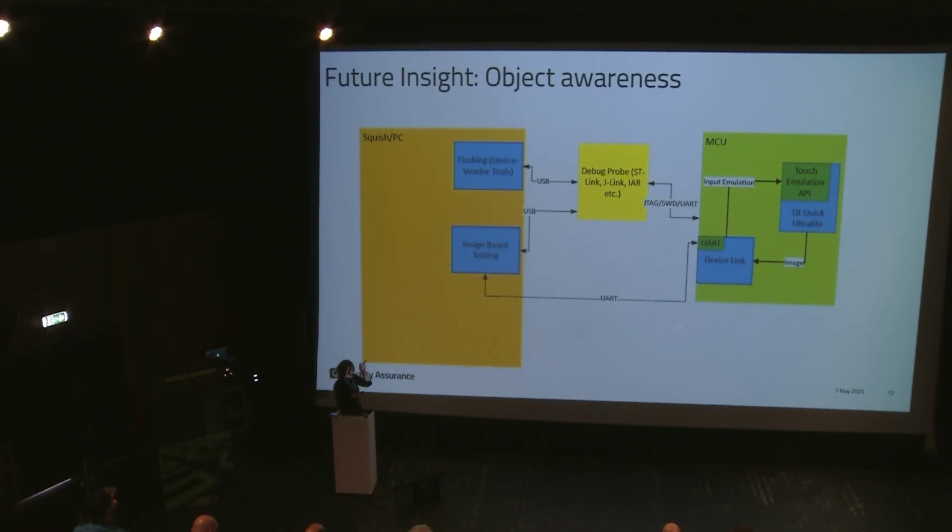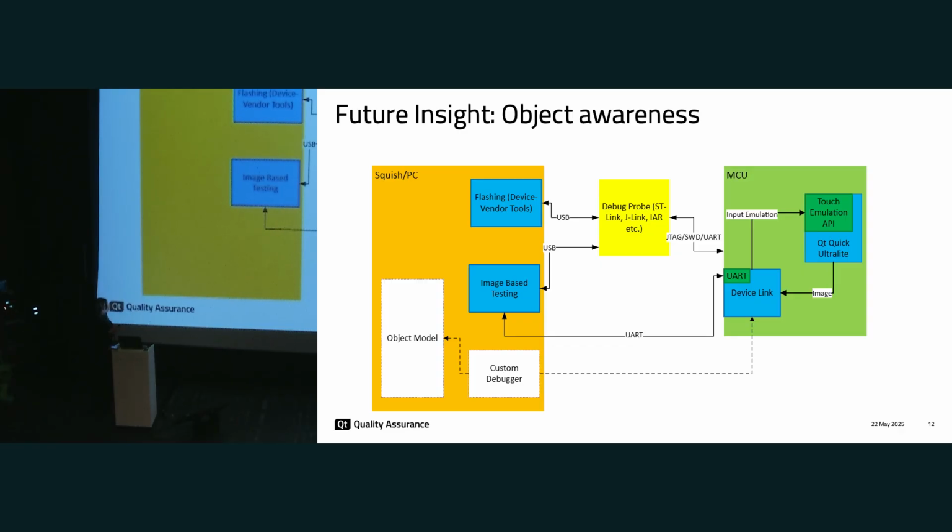You remember this diagram? I showed it earlier. So the next step is to add the object awareness to Squish for MCUs, which will help us access not only the image-based data, pixels on the screen and the text processed by OCR, but the full tree of objects my application consists of, and the full depth of their properties. So then we can do much more sophisticated verifications than those that I just showed you.